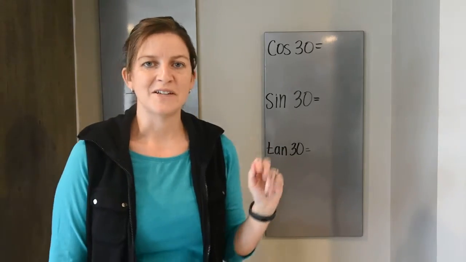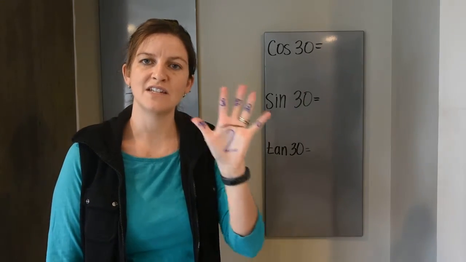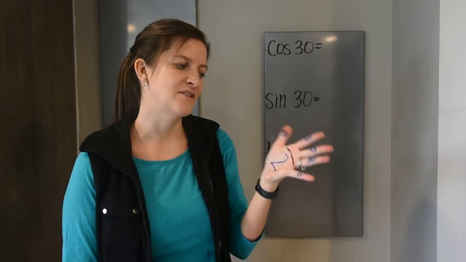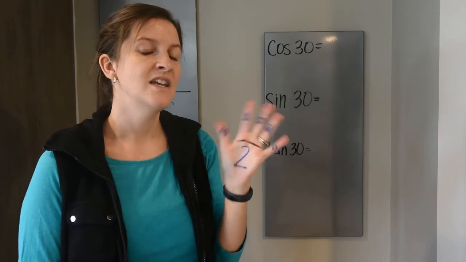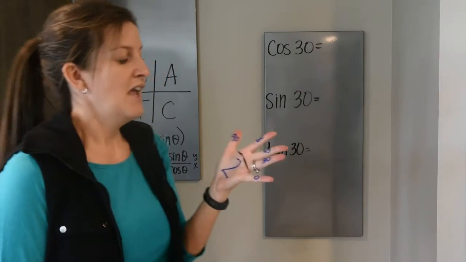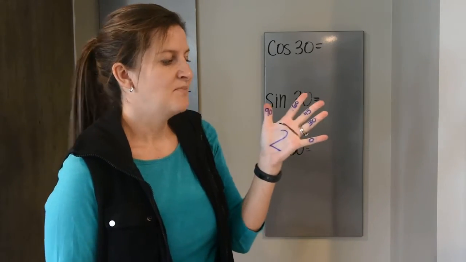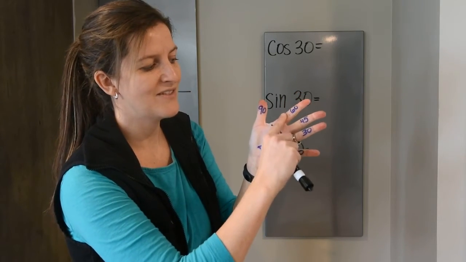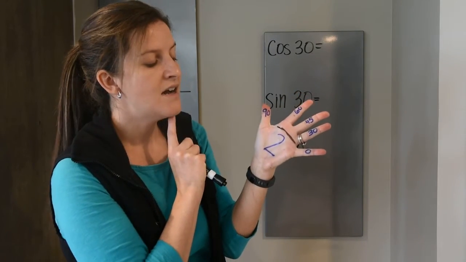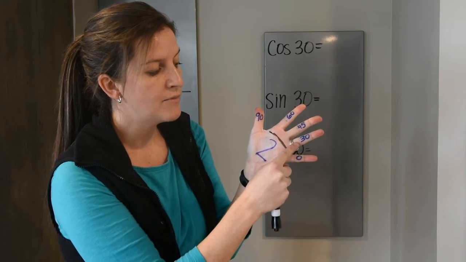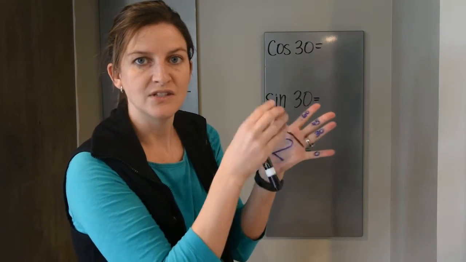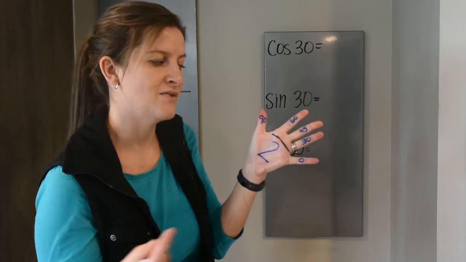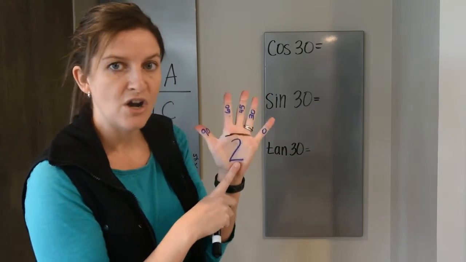So cosine of 30. Now, I've drawn everything I need to know on my hand. I don't do this when I'm not teaching this, so you might want to do this the first few times. Make sure you use a washable marker and just take that off when you're ready. So this is your 0 degree, 30, 45, 60, and your 90. I'm going to be focused on these three fingers because these are your reference angles. I'm going to show you how I do the 0 and 90 at the end of this video. You're going to have a 2 on your palm.